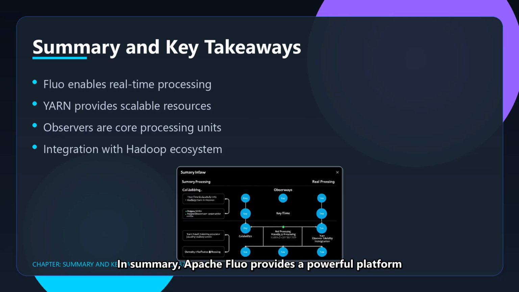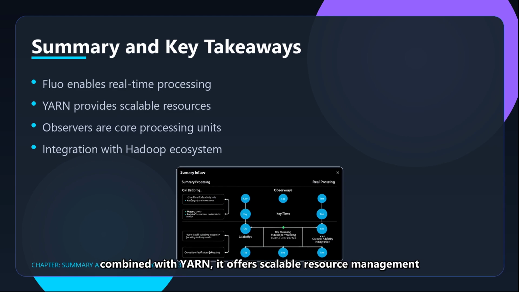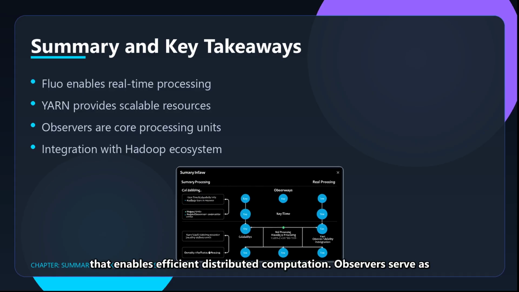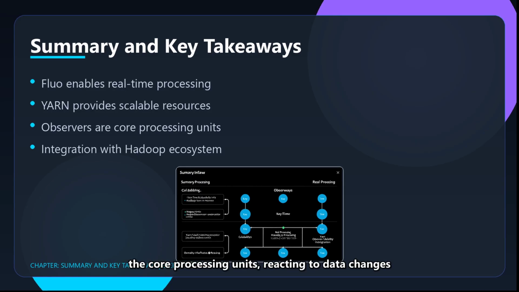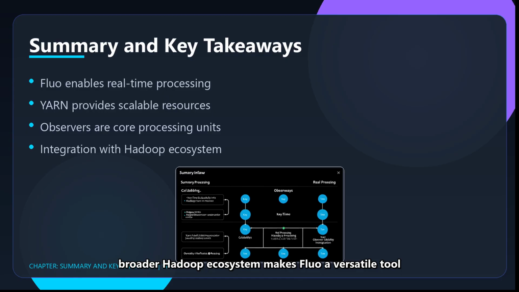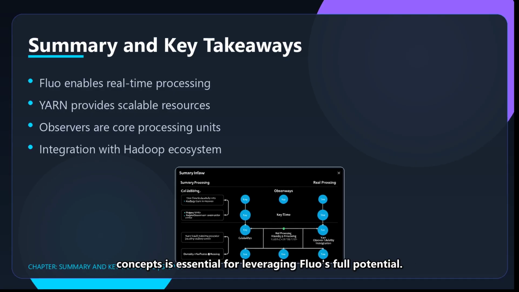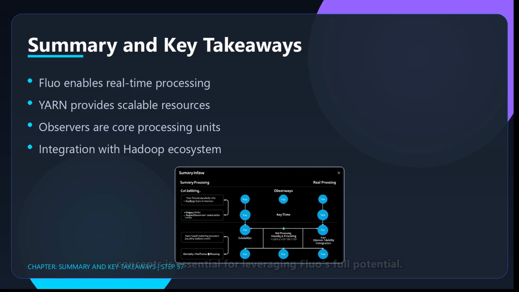In summary, Apache Fluo provides a powerful platform for real-time incremental processing of large datasets. When combined with YARN, it offers scalable resource management that enables efficient distributed computation. Observers serve as the core processing units, reacting to data changes with custom business logic. The integration with the broader Hadoop ecosystem makes Fluo a versatile tool for modern data processing needs. Understanding these key concepts is essential for leveraging Fluo's full potential.